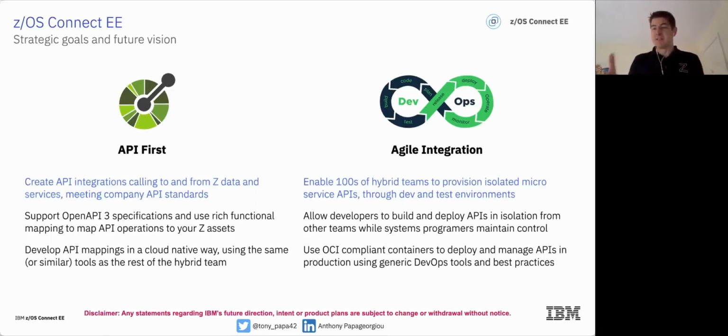So first thing is that obviously our goals are around API first and agile integration, as I've already said. What this means for z/OS Connect is that we want to allow you to start with the API document. We want rich functional mapping, and we want the tooling that we create to work in a very similar way to the rest of your integration stack, which currently works in a very cloud native way. So whether I'm using IBM Cloud Platform integration or a different integration platform, most of them work with web UIs and cloud native development patterns. So we want to fit in with that. That's a very natural thing for us to do.